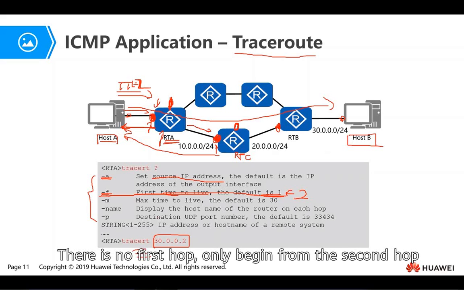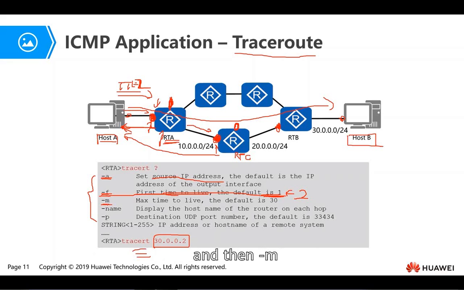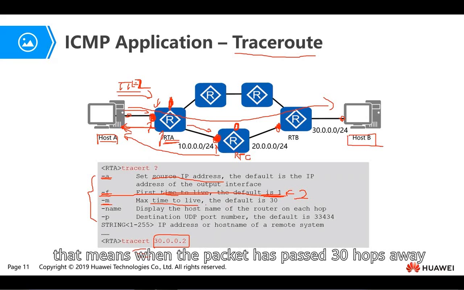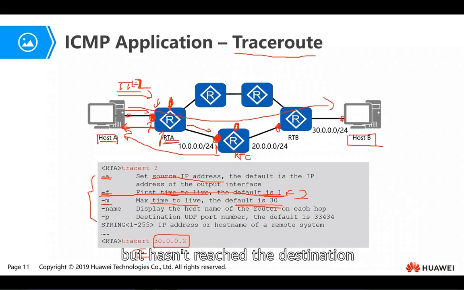Okay, and then -n. N means the time to live. That means when tracing the route, what is the maximum hop to trace? Okay, if you do not specify, the default is 30. That means when the packet has passed 30 hops but not reached the destination, then the trace will be stopped. Okay.